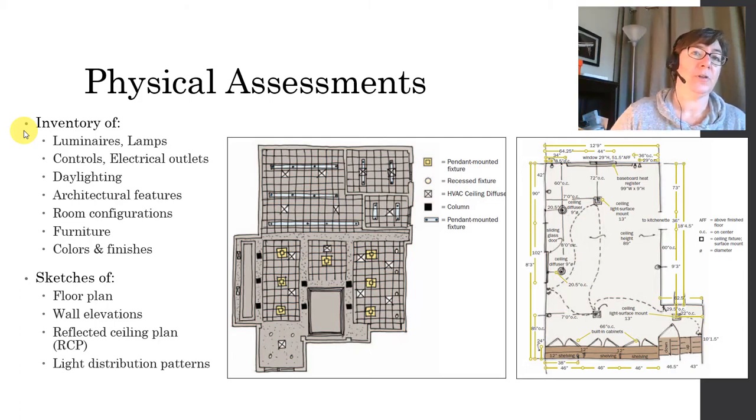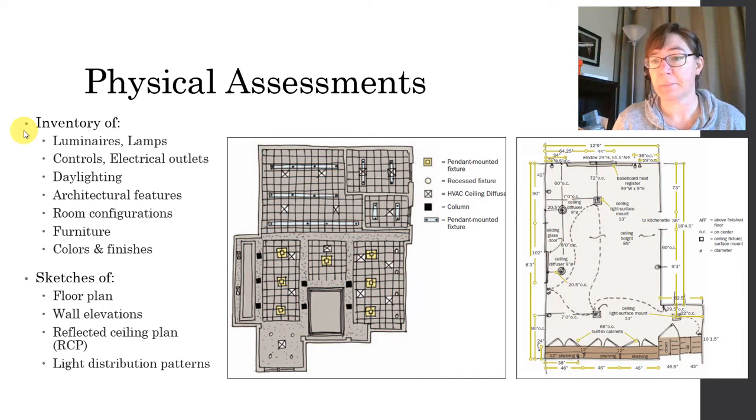Any architectural features, room configurations, basically we're talking about the floor and ceiling plans. You need to find out what the furniture is and where it's located, its layout, and take a note of the colors and finishes in the rooms. And a big tool for doing this, no surprise here, is to take sketches of a floor plan, an RCP, any important wall elevations, and maybe take note of some light distribution patterns, especially if you're investigating the daylighting issue.